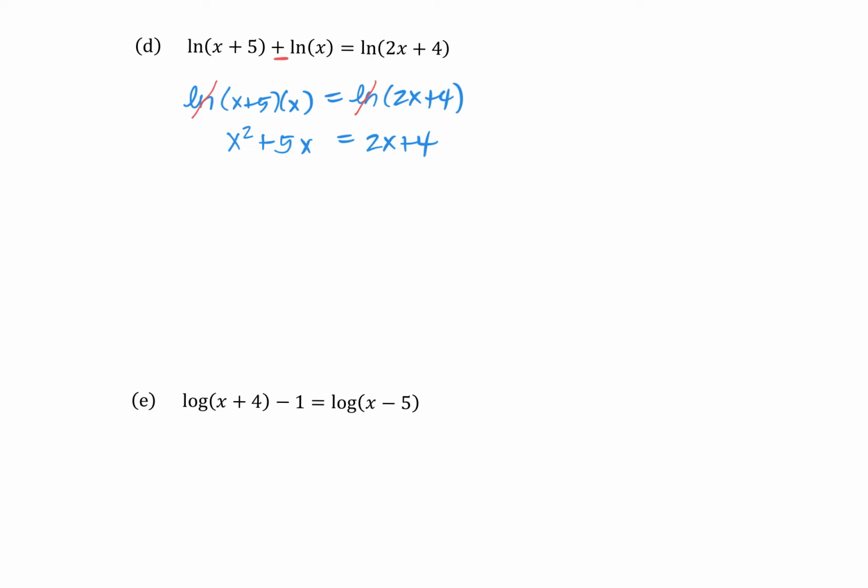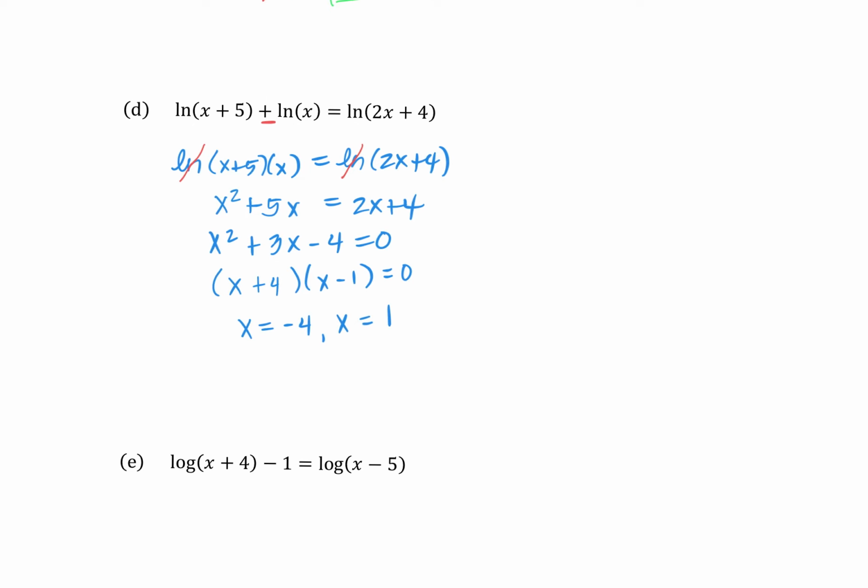Quadratic. I am going to subtract the 2x from both sides to get a plus 3x minus the 4, so I could set it equal to 0 and see if it factors. And this does. It factors as x plus 4, x minus 1. So our possible solutions would be negative 4 and positive 1.